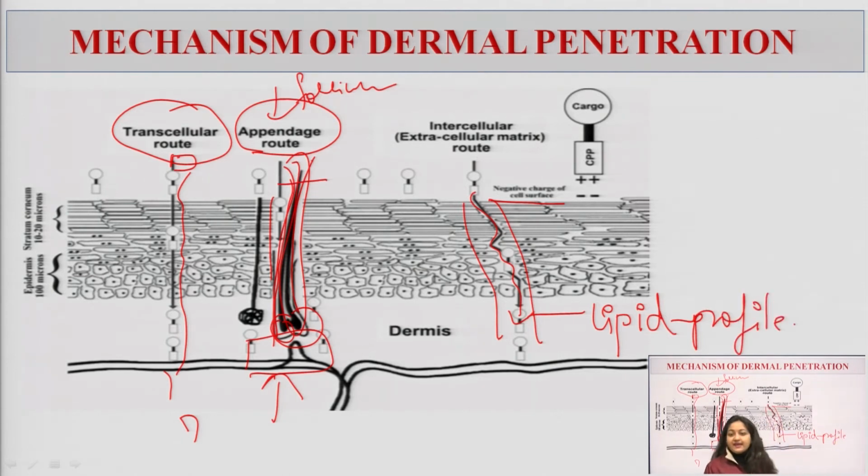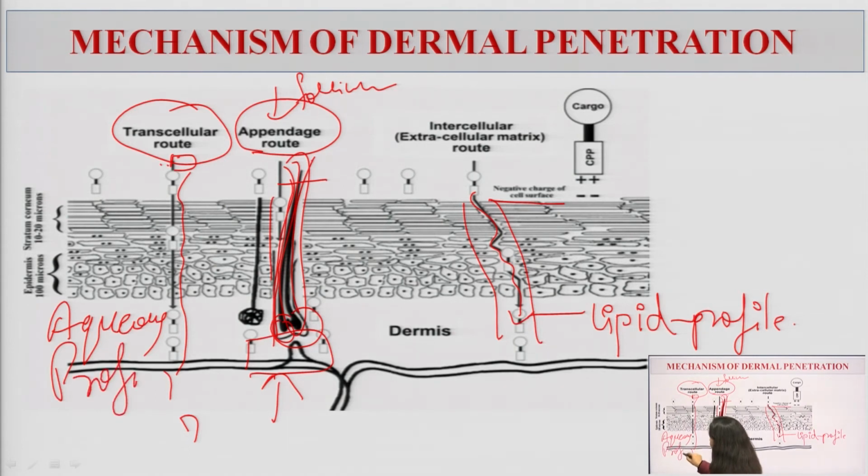So can I say that the transcellular is the aqueous profile pathway? If we are formulating a medicament that is majorly aqueous soluble in nature, which pathway is it going to prefer? Definitely it is going to prefer the transcellular route. If the formulation we have made is majorly lipid in nature, it is going to go for the intercellular route.